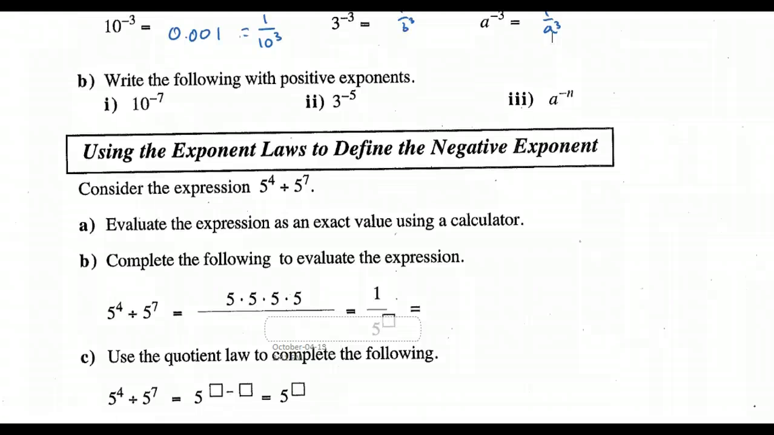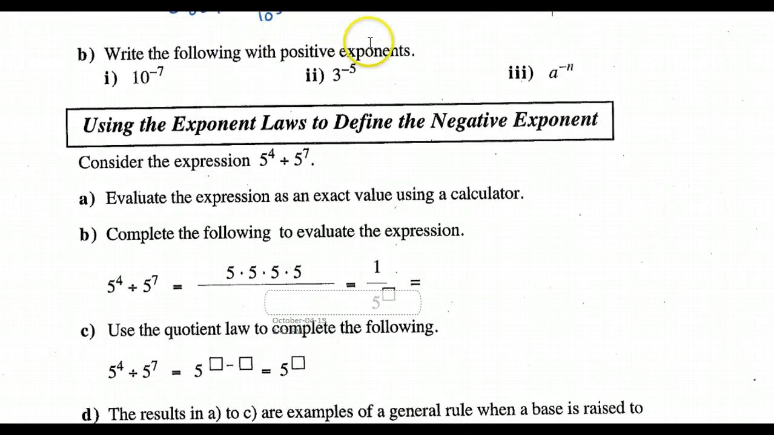Write the following with a positive exponent. So let's change these from negative exponents to positive exponents. Again, 1 over 10 to the 7, 1 over 3 to the 5, and 1 over a to the n. That's basically the main point of this lesson today: anytime you have a negative exponent, you take the reciprocal of your number and turn the exponent into a positive exponent. We'll do a few more examples down here.